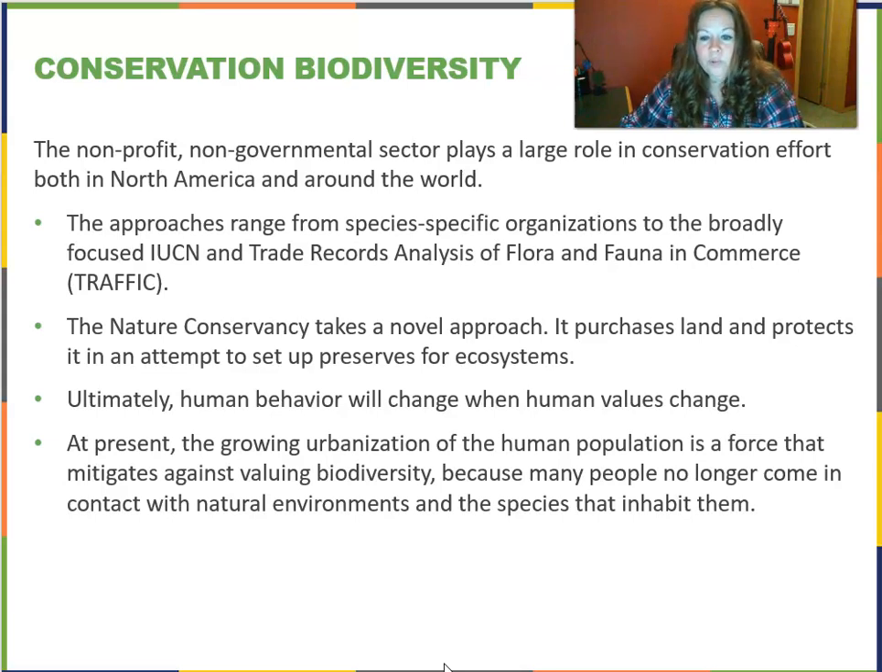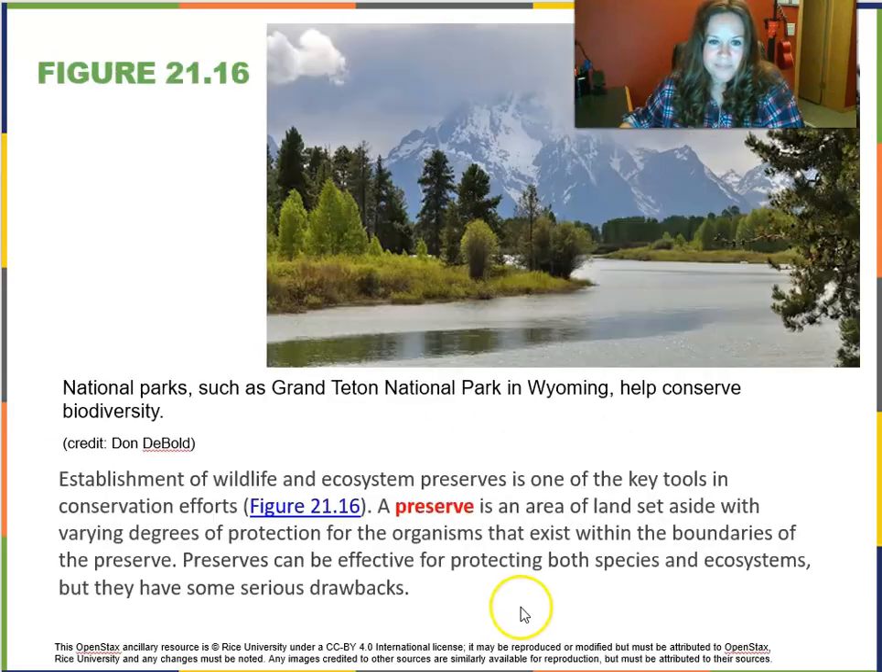Ultimately, human behavior will change when human values change. At present, the growing urbanization of the human population is a force that mitigates against valuing biodiversity, because many people no longer come into contact with natural environments and the species that inhabit them, so they don't care about natural species or biodiversity.